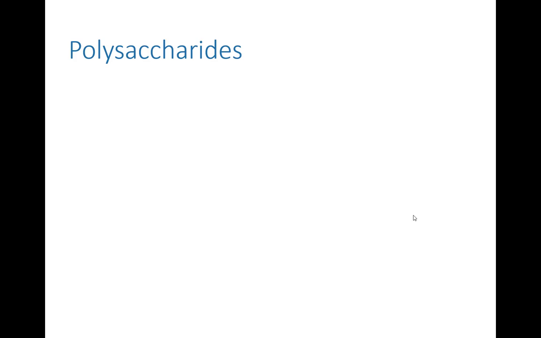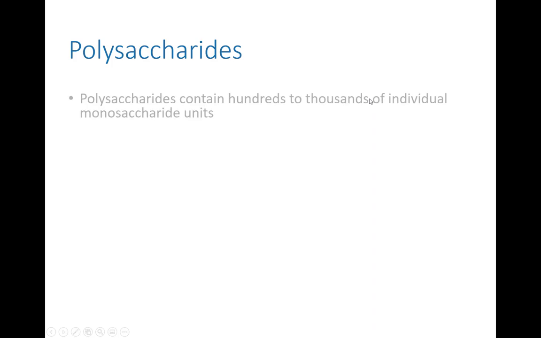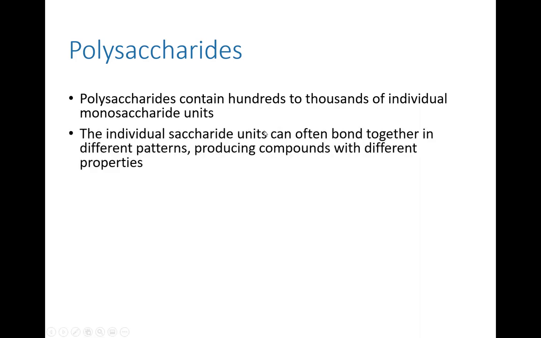So moving beyond units of 2, we're going to move to many units of sugars. Technically, poly means many, and that could mean 2, 3, 4 carbohydrates, but usually when we're talking about polysaccharides, we're talking about molecules that contain hundreds to thousands of the monosaccharide units combined. Now, they can combine together in different patterns, and owing to those different patterns, we get different properties.